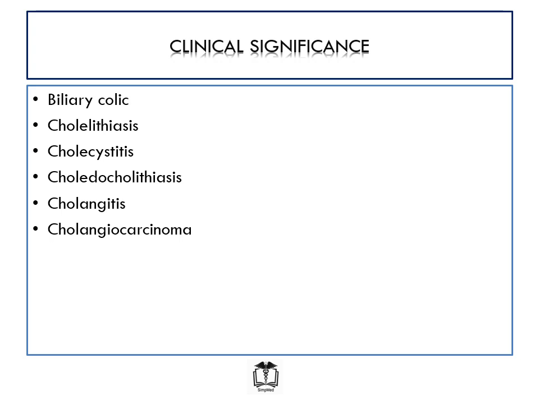Let's complete this model by talking about the clinical significance. We'll talk about conditions related to the extrahepatic biliary apparatus, things like biliary colic, cholelithiasis, cholecystitis, choledocholithiasis, cholangitis, and cholangiocarcinoma. These are just issues that could occur at any point in the extrahepatic biliary apparatus.